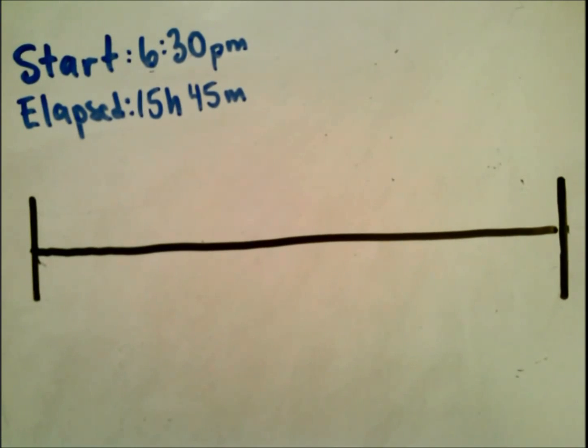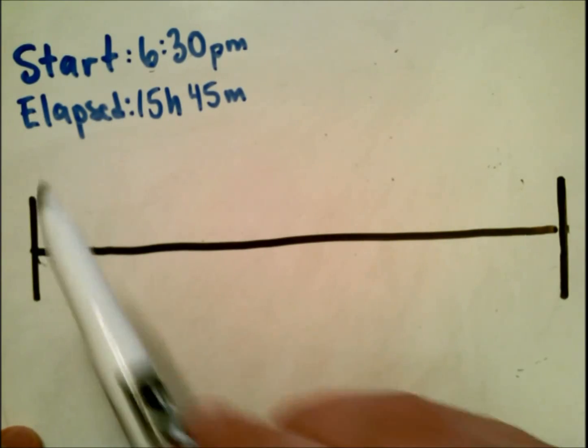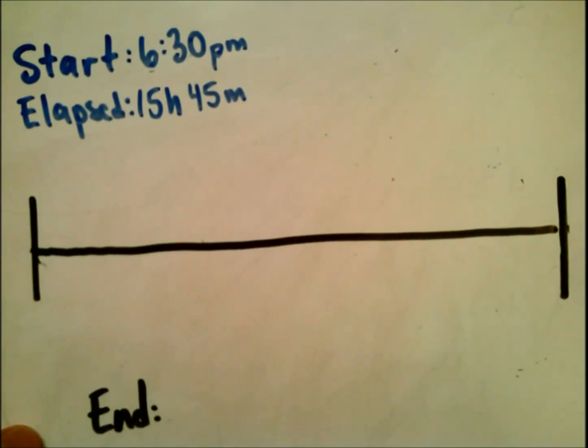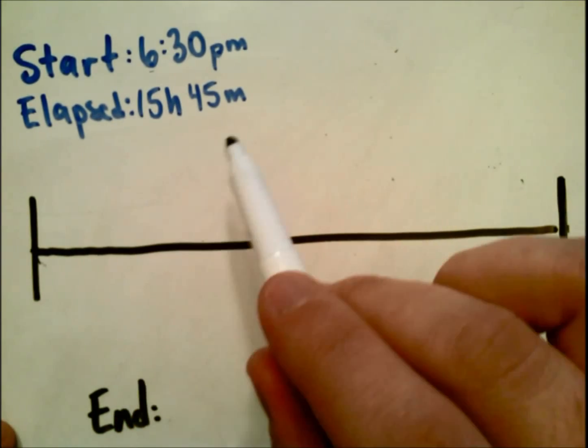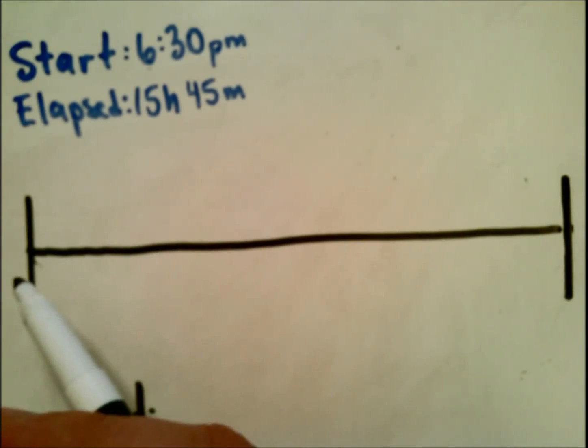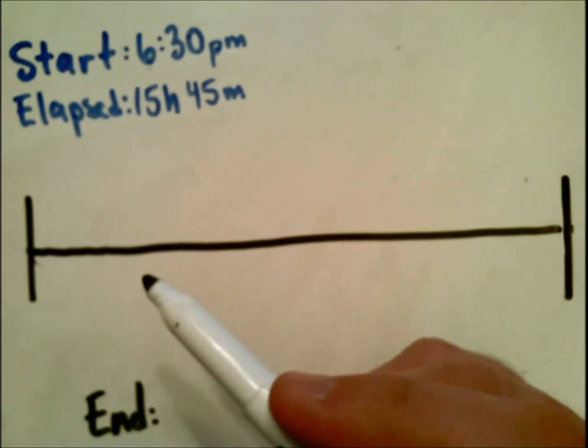Okay, so for this type of problem where they give us the start and the elapsed time, we're going to be looking for the end time. What I'm going to do is just map the elapsed time and then count using the time. I'm not even going to label this as the start time yet. I'm just going to mark my elapsed time.